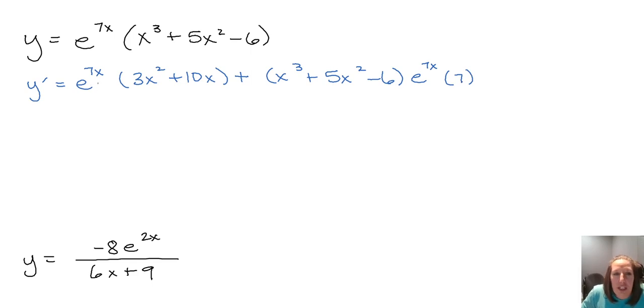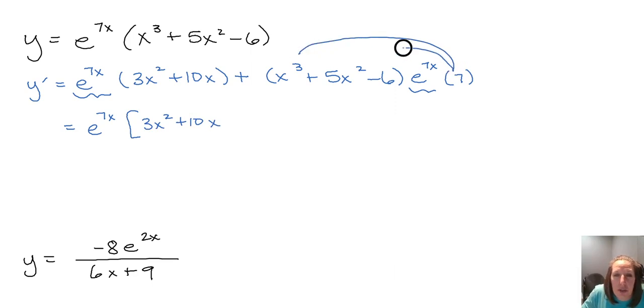Now we could go ahead and distribute everything, expand, combine like terms, but one thing we're going to notice is every term is going to have an e to the 7x. So let's go ahead and factor that out front. If we factor e to the 7x out of this function, we're going to be left with 3x squared plus 10x for our first piece. And then we're going to have this set of parentheses times the 7 here on the end.